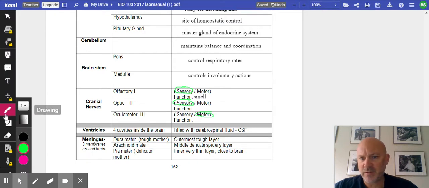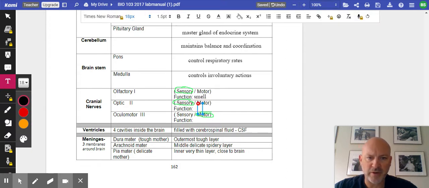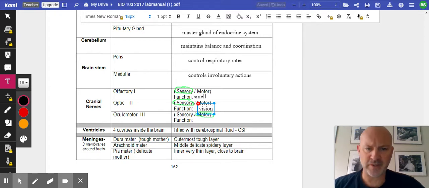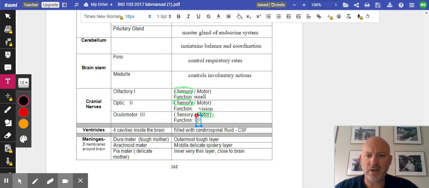And with optic, these are cranial nerves. So these are coming from the brain. The optic nerve is the second cranial nerve. This is for vision, right? So this is taking information from the eyes and then directing it towards the occipital lobe of the brain. However, the oculomotor nerves of the brain are also going to the eyes, and what they're doing is they're controlling the muscles of the eyes.